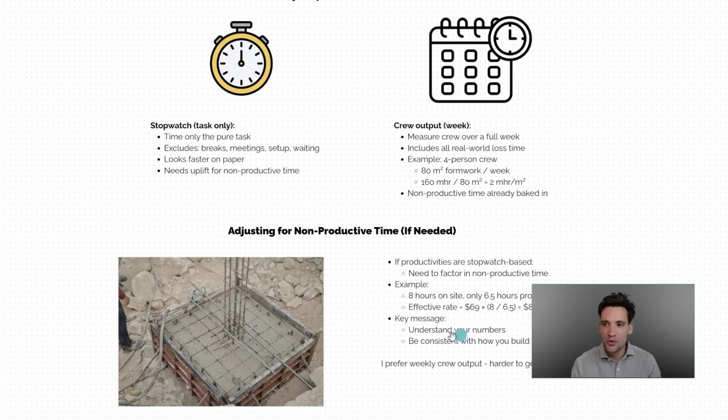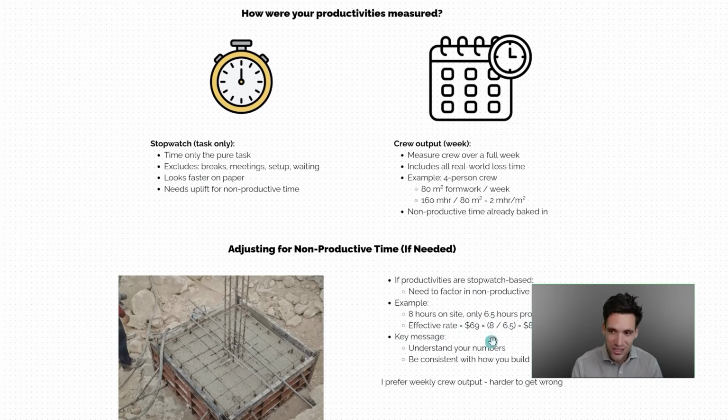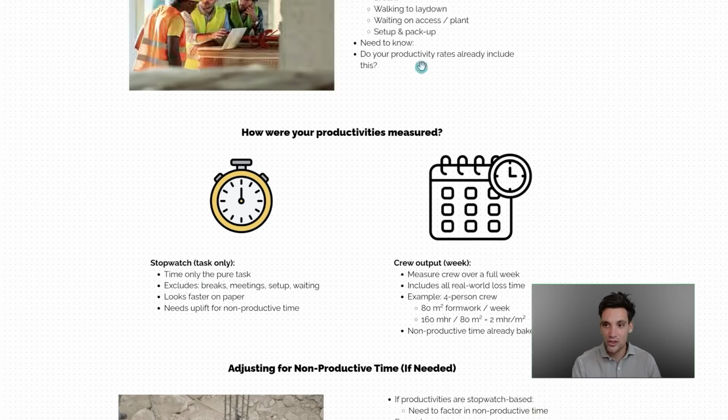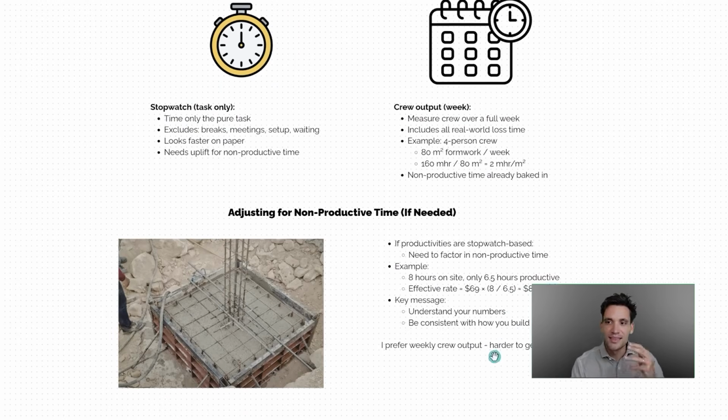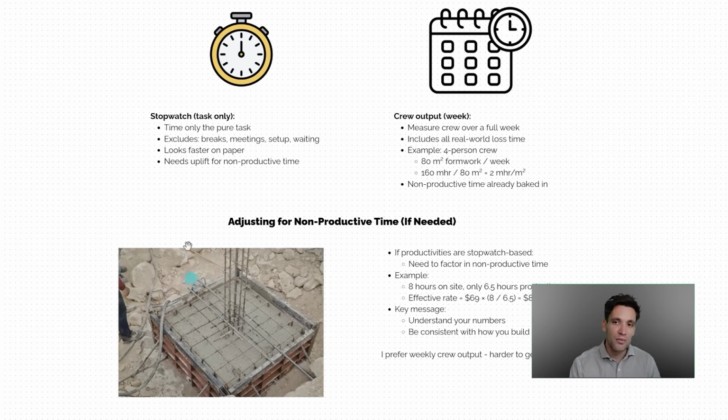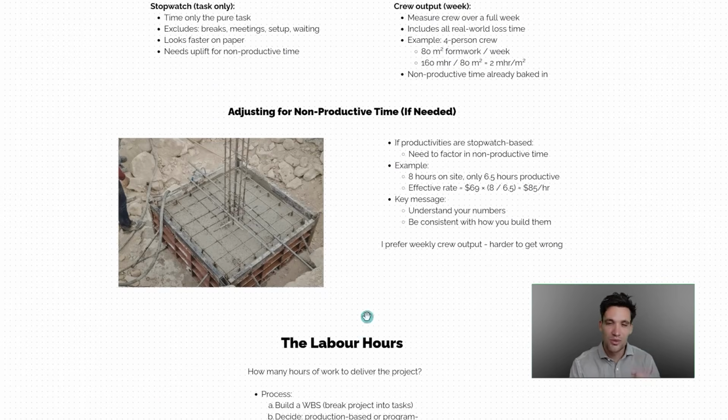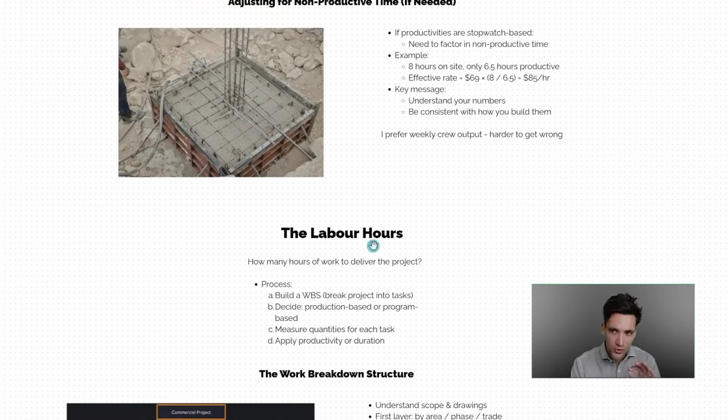So for example, if you work out that on an 8-hour workday, they're only on site being productive 6.5 hours per day, you can either adjust the productivity or adjust the rate to get a productive rate. So for this example, you could times the rate of $69, the on-costed loaded rate, by 8 on 6.5, which gives you $85 an hour, which is the rate you would need to apply to that productivity. However, again, if you're using the weekly crew output, you don't need to factor in non-productive time. So that's how we come up with our cost recovery rate.